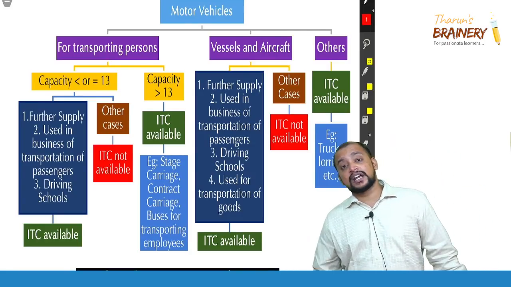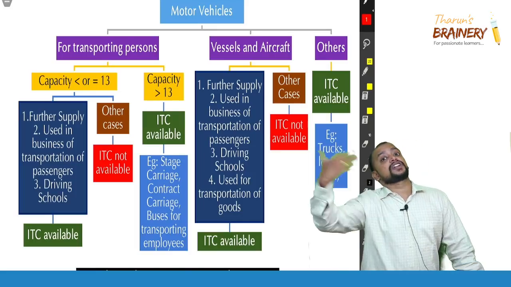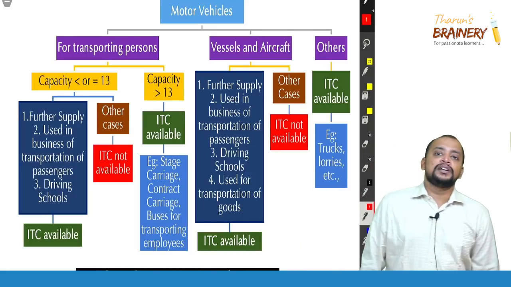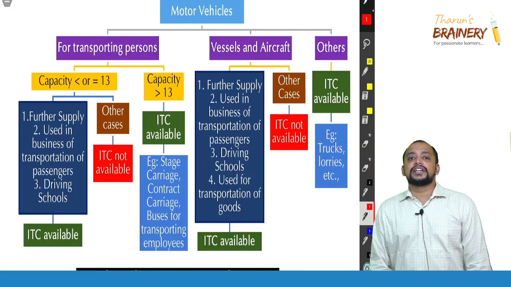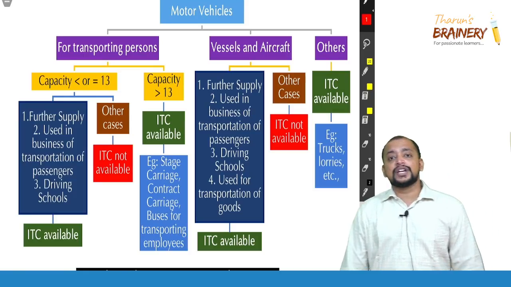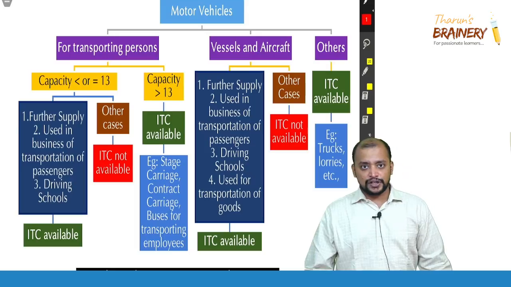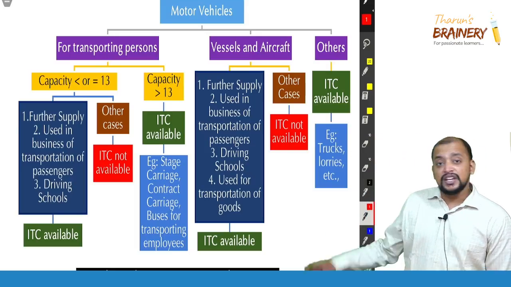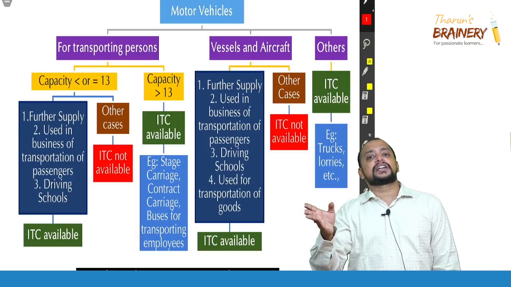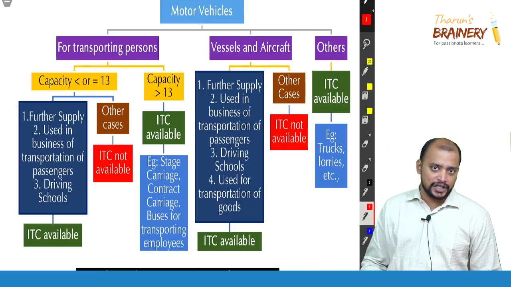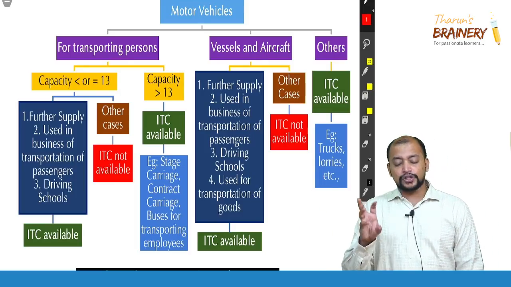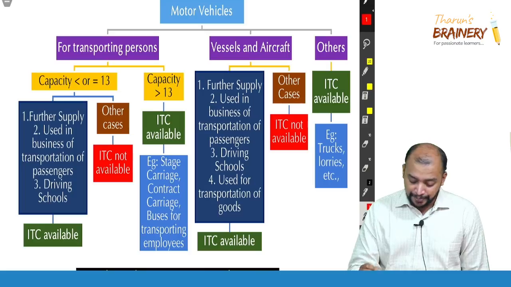If they purchase an aircraft for using it in the business of transportation of goods, for example, first flight couriers, DHL, etc., these people are using it in the business of transportation of goods. So then also they can take ITC with respect to those vessels and aircraft. If it is apart from these 4 cases, in any other case of vessel and aircraft purchase, ITC is not available. So this is about the motor vehicles related blocked credit.